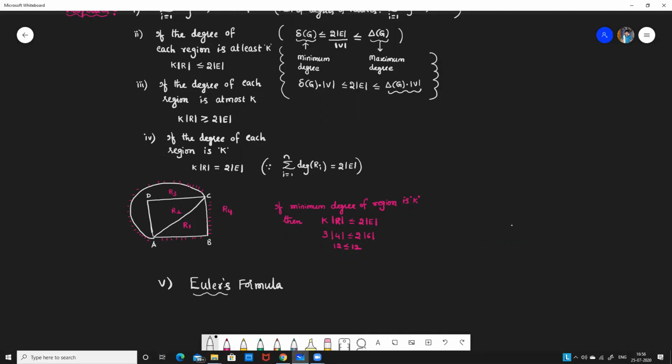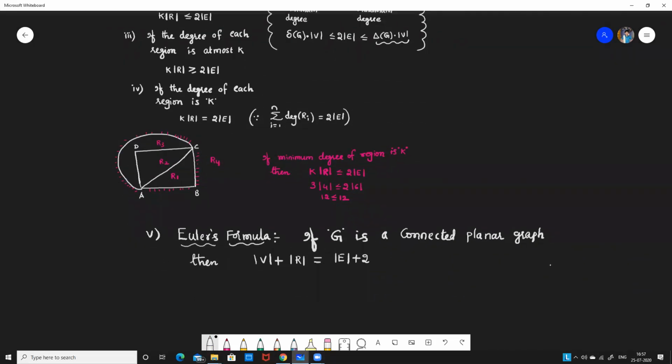Euler's formula. So what is Euler's formula? Euler's formula says that if G is a connected planar graph, then it must satisfy the condition that the number of vertices plus the number of regions must be equal to the number of edges plus 2. Okay, number of vertices plus number of regions is equal to number of edges plus 2. This is called Euler's formula.